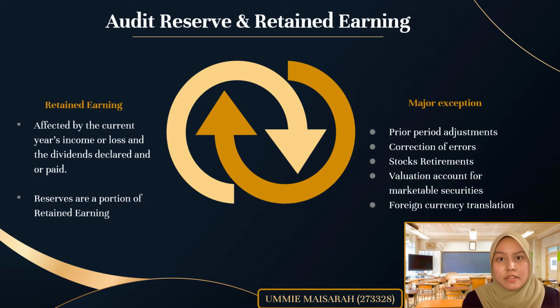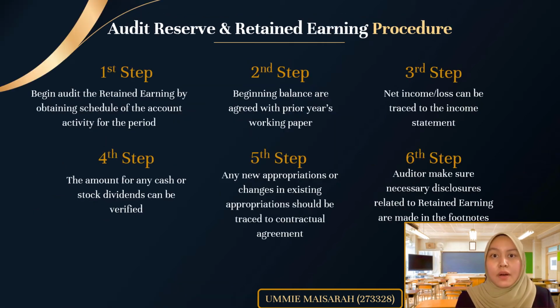There are some transactions that can be classified as major exceptions for this. For instance, transactions related to prior period adjustment, correction of error, stock retirement, valuation account for marketable securities, and foreign currency translation. Lastly, audit procedures for reserve and retained earnings roughly have 6 steps that can be done.